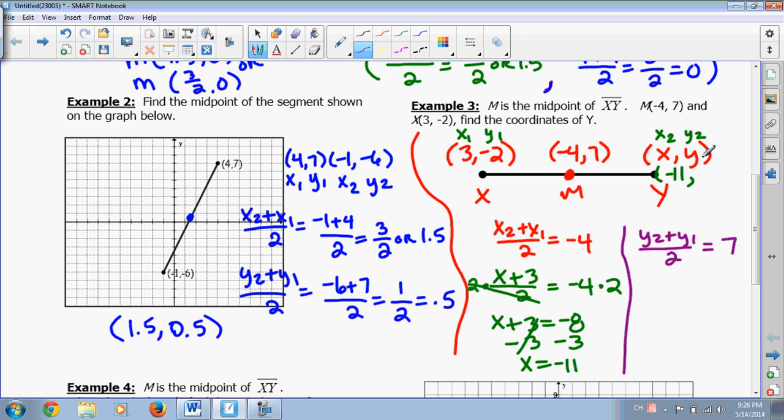Okay, so let's plug in everything else that we know. We don't know our y2. It's our endpoint over here with y we don't know. We do know our y1 is -2. So y2 we don't know, so we're going to just call it y. Plus y1, which is -2, divided by 2 is going to equal 7. So in order to get y by itself to solve for y, we would multiply both sides by 2.